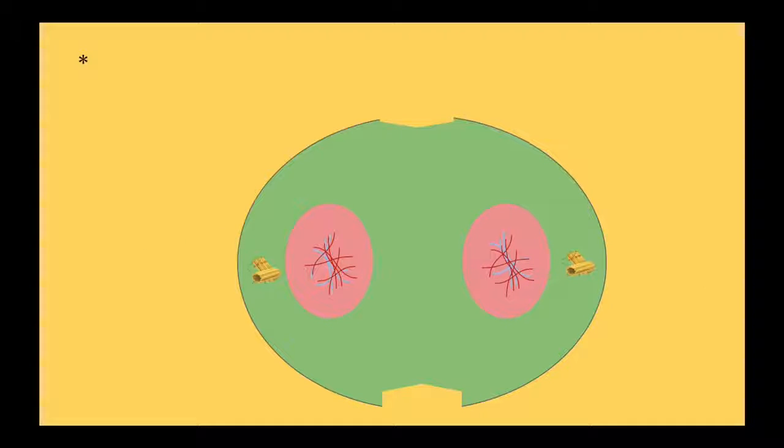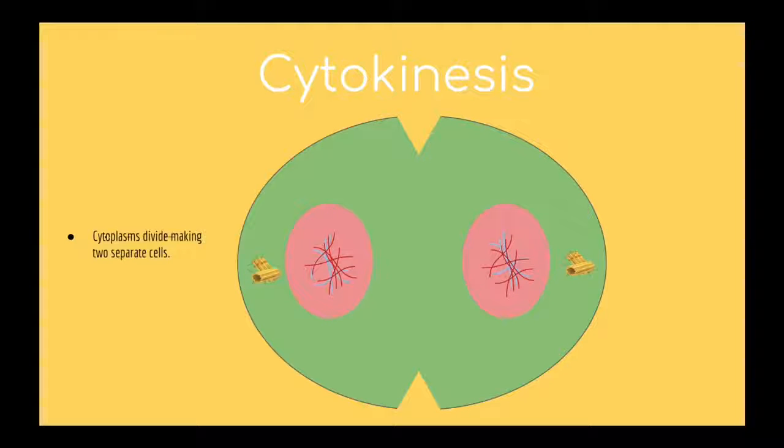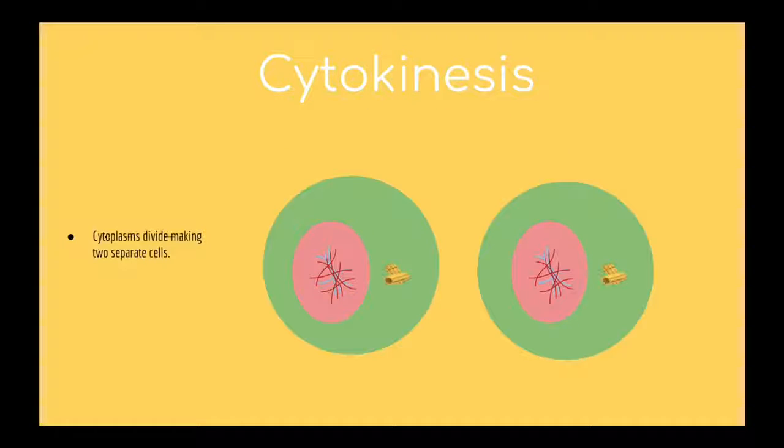Cytokinesis is the last step of the cell division process, and it is where the cytoplasm divides, hence the name. The result of this is the formation of 2 identical mother and daughter twin cells.